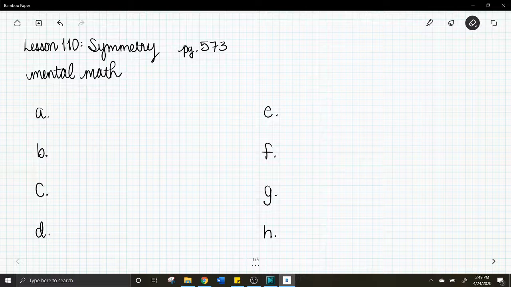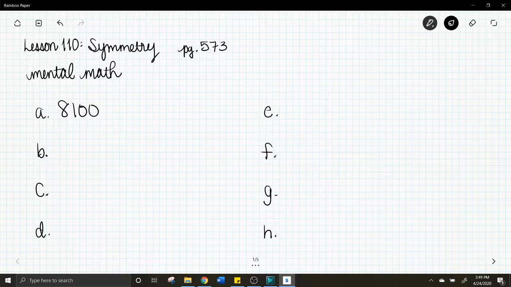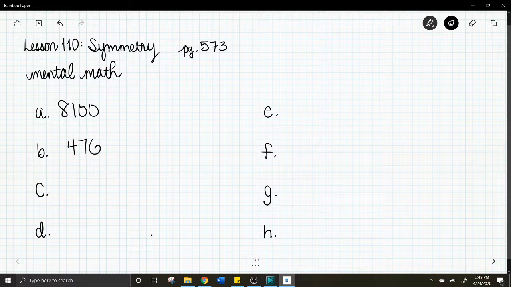Okay, so letter A is 90 times 90. What is 90 times 90? The answer is 8,100. All right, letter B, 726 minus 250. What is 726 minus 250? The answer is 476.